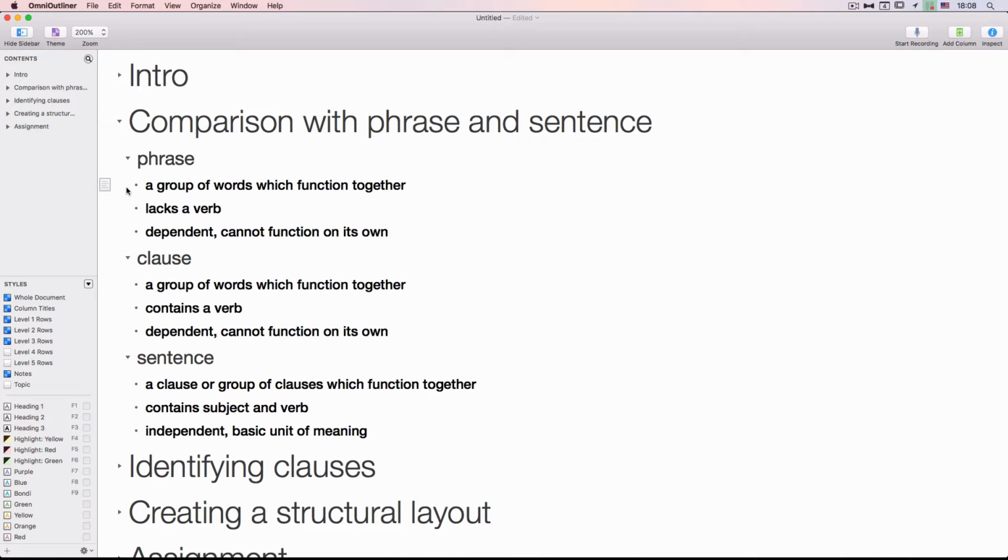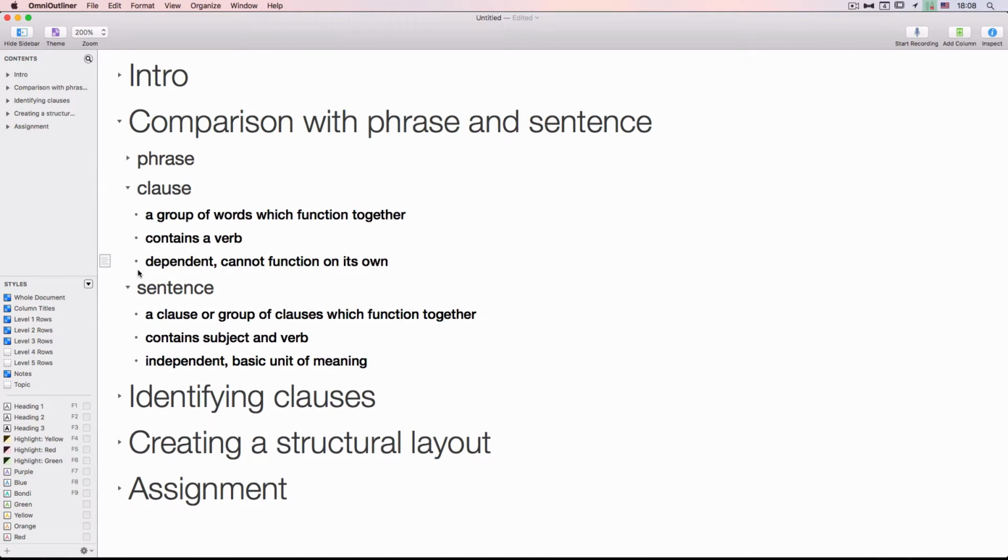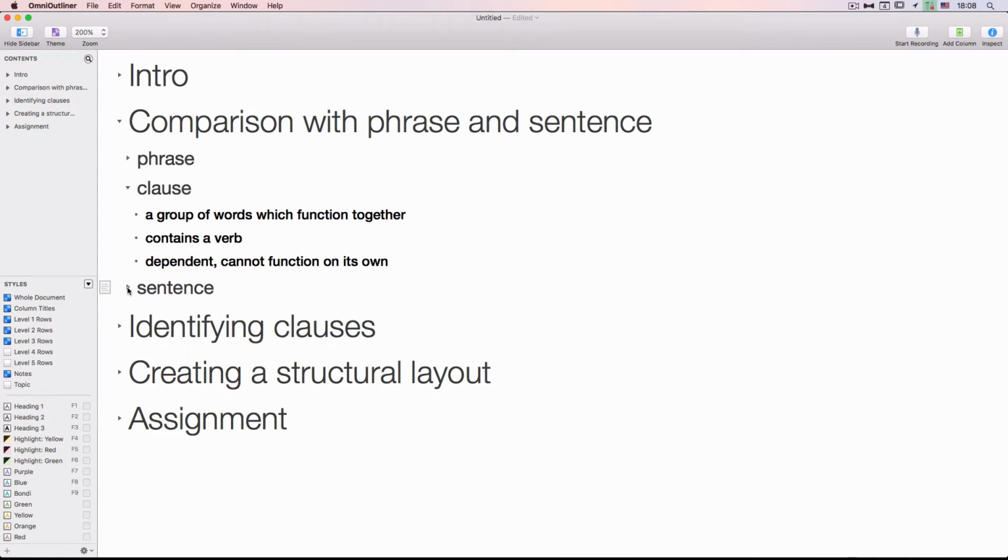Now, a sentence is a clause or group of clauses which function together. The dog running after the cat fell down the hill, something to that effect. That contains a subject and a verb, and that's an independent unit. No matter how we construct a sentence, it can stand on its own. It's what we might consider a basic unit of meaning for Greek and for English as well. So in essence, what we're doing here is focusing on the clause. We're going to look at a group of words which function together that contains a verb, but is dependent. It cannot function on its own. It does not give a complete thought or idea.